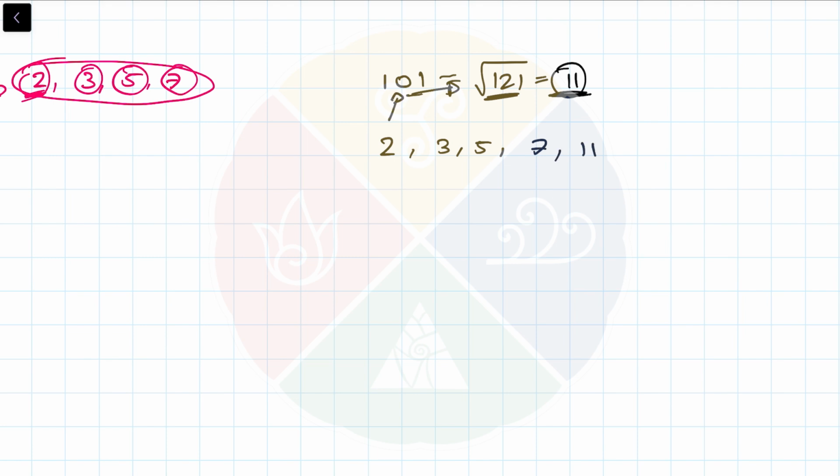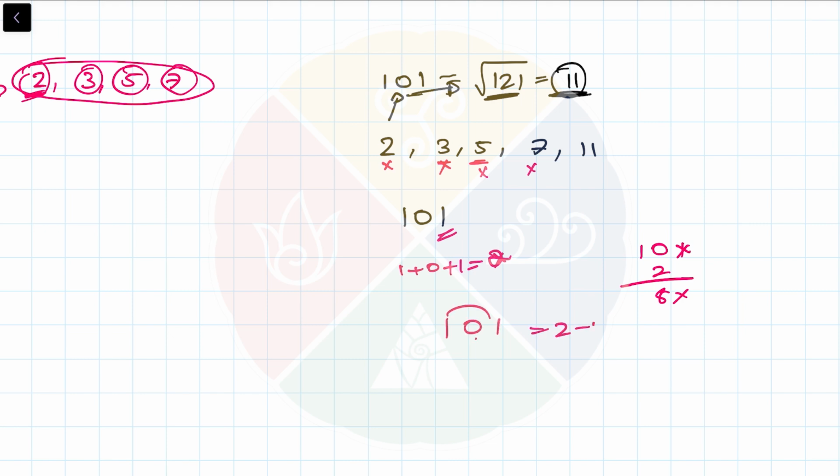Now check if 101 is divisible by 2. If you check, the last digit is what? Not divisible by 2. Adding 1 plus 0 plus 1, you are getting a number which is not divisible by 3. The last digit is not 5 or 0, so it is not divisible by 5. Now divisibility of 7, we'll see the divisibility rules also later. It's not divisible by 7. Divisibility rule of 11: 2 minus 0, it is not divisible by 11. See, 101 is not divisible by any of these given numbers. Therefore, this will become a prime number. So that is the rule.